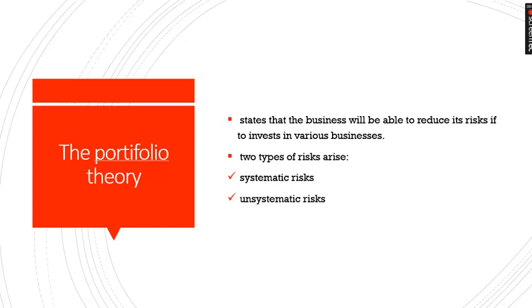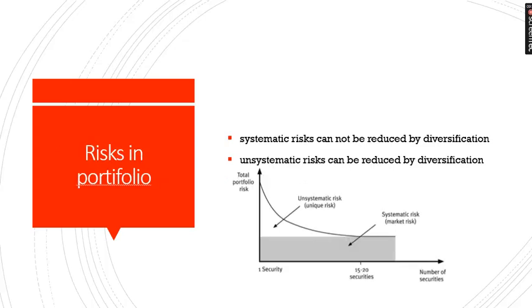To understand the CAPM better, we need to understand the portfolio theory, which says that a business will be able to reduce risks if it invests in various businesses. So if you invest in various businesses, you'll be able to reduce risks. Now in portfolio, there are two types of risks. You have systematic risks and unsystematic risks. So what is systematic risk? Systematic risk is a risk that cannot be reduced by diversification. What we mean is that no matter how many businesses you have, this risk will still be available.